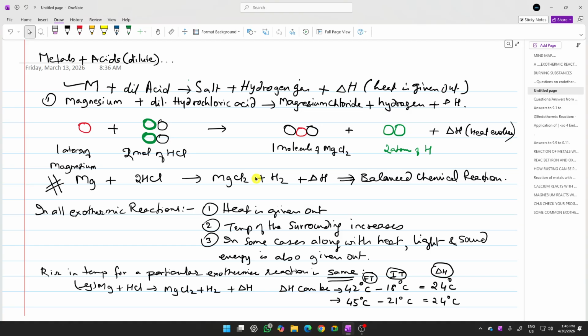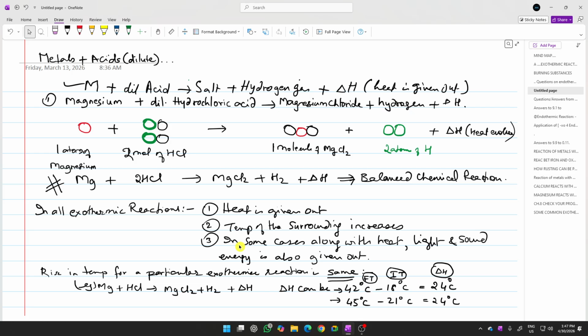So in all these exothermic reactions, these are the 3 features that you will find. Number 1, heat is given out. So in all exothermic reactions, invariably heat is given out. Second, the temperature of the surrounding increases. Obviously, when the heat is given out, it will be going into the surrounding, and when the surrounding is getting heated, because of the heat energy, the temperature of the surrounding is going to increase.